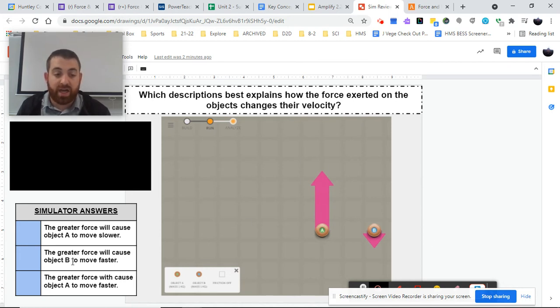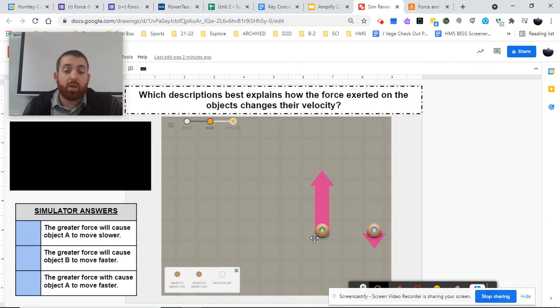The greater force will cause object B to move faster. Looking at our diagram, is that one true? The greater force will cause object A to move faster. Asking ourselves, is that one true? Think about your key concepts and vocab. Go ahead and pause the video, answer the question, and start it up when you're ready to review the answer.